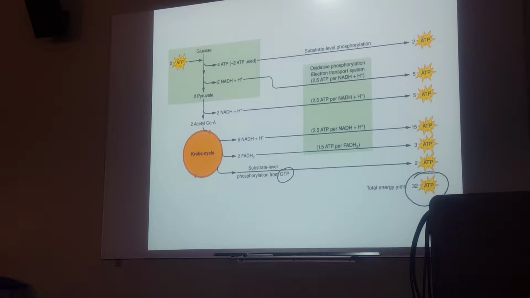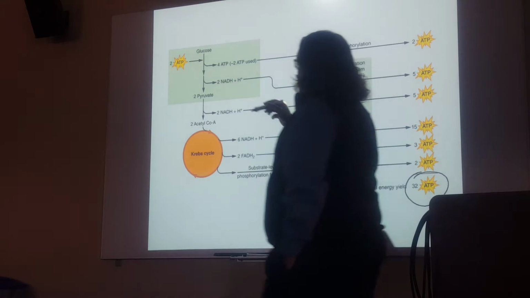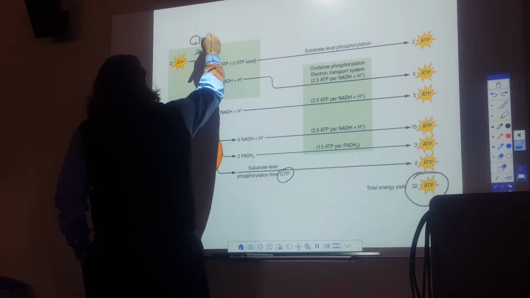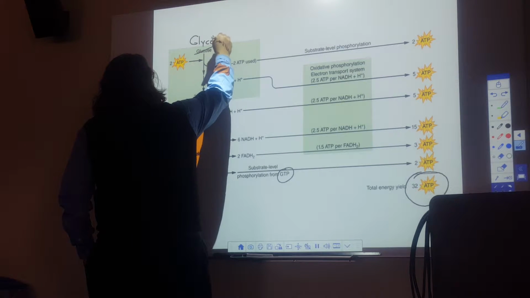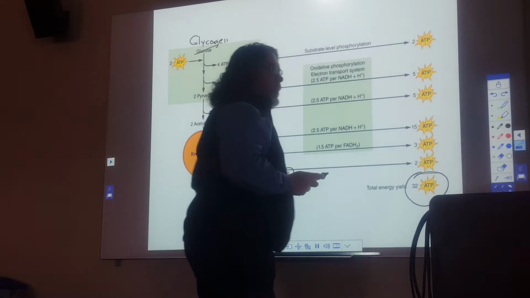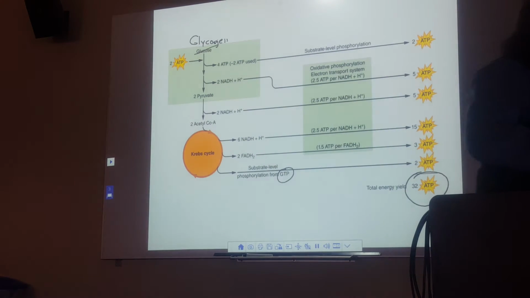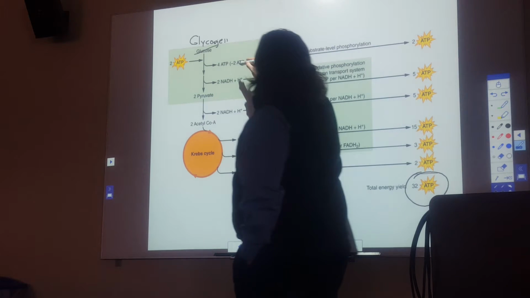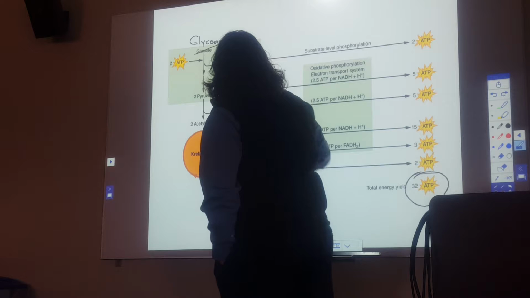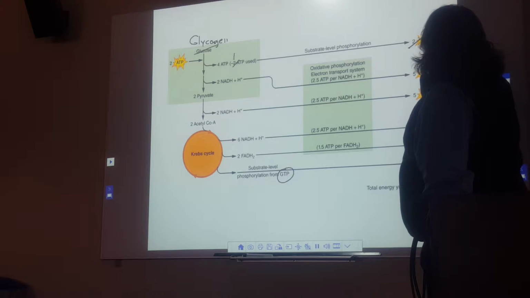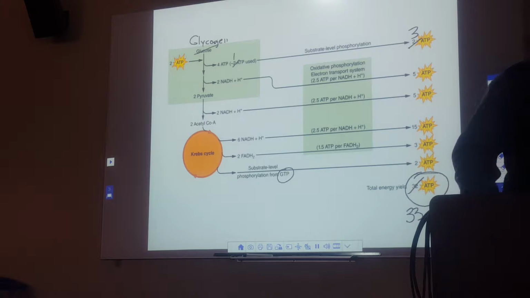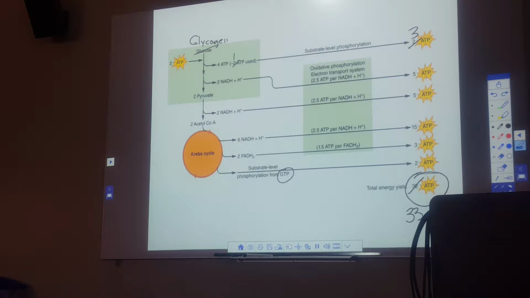Okay? So, question is now, what would the total be with glycogen? 33. Why? Because it doesn't have to go through that initial investment. Because this initial investment phase would now go to 1, and this one would come over and be 3. Total would be 33. Correct? Yes. Everybody buy that accounting?